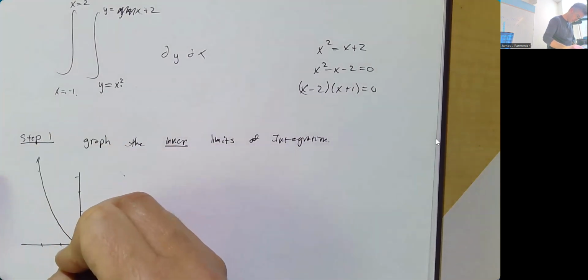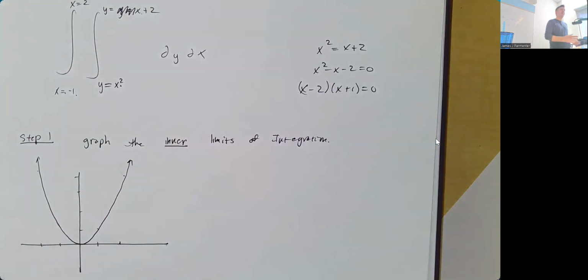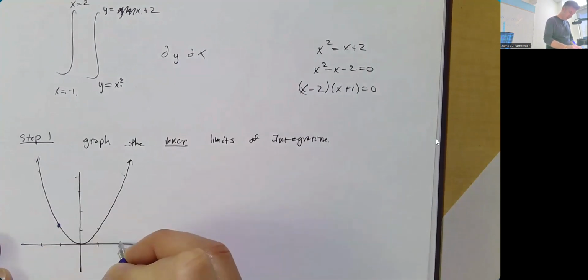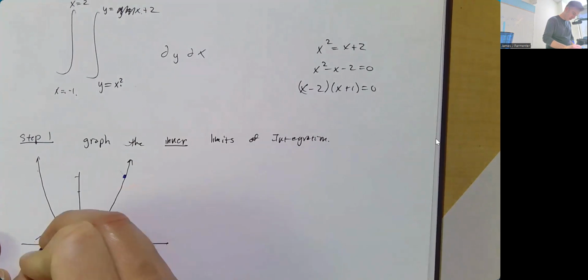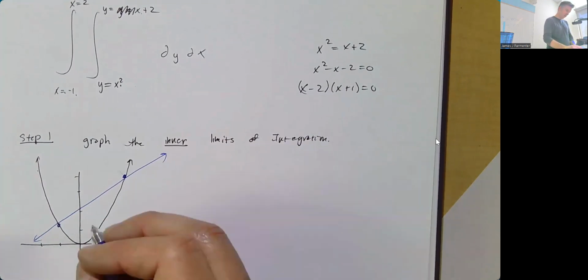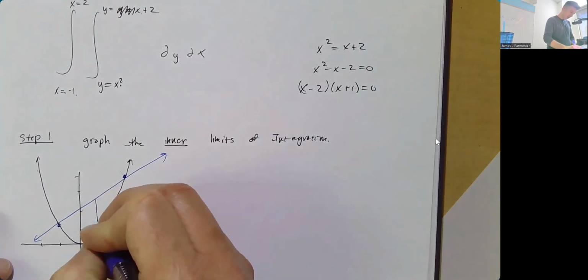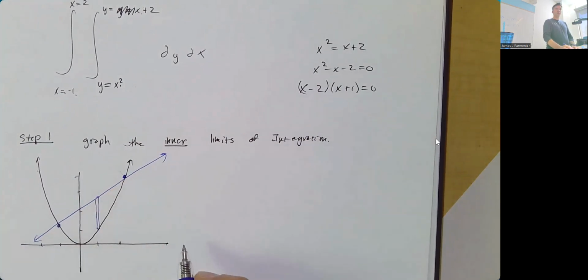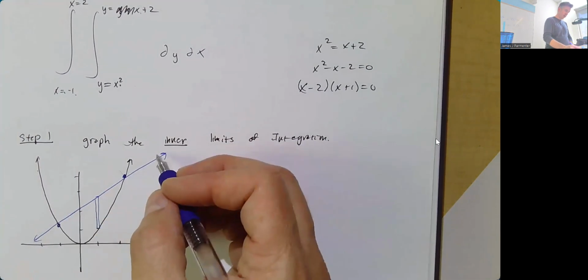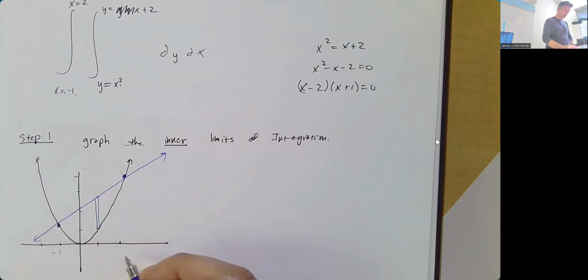And again, your picture doesn't have to be perfect. And then y equals x plus 2 goes to the point -1, 1, and to the point +2, 4. So it looks something like that. And you don't need to, but I like to draw my vertical strip just to be like, oh yeah, that's what I was doing. I was going from a low of y equals x squared to a high of y equals x plus 2, from as far left as x equals -1 to as far right as x equals 2.